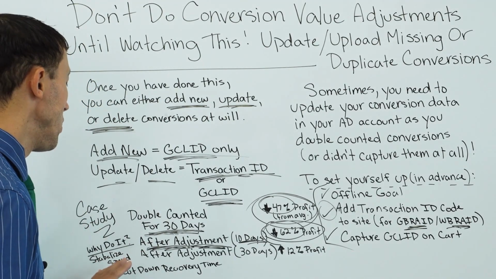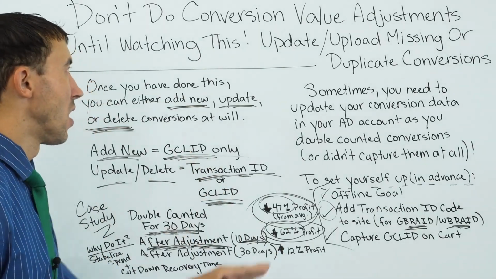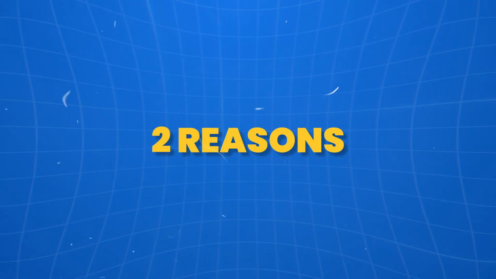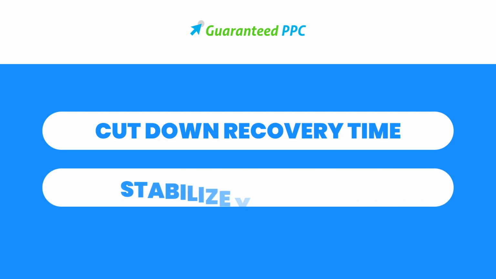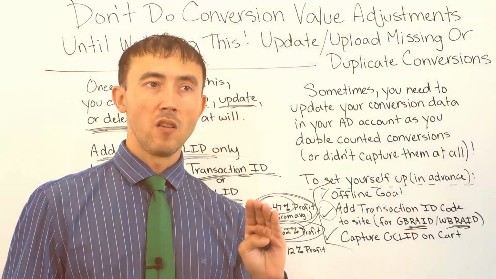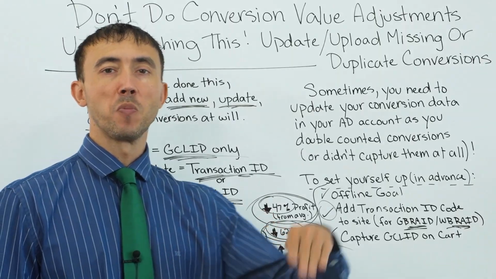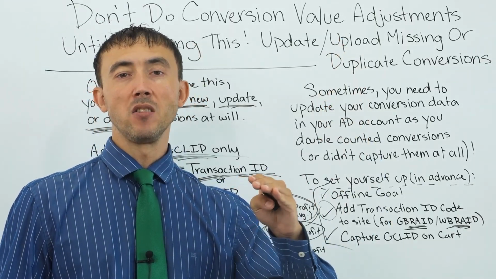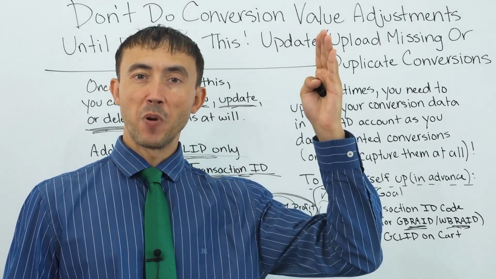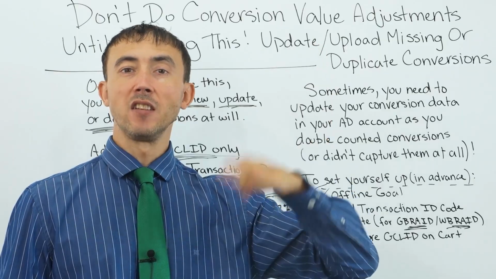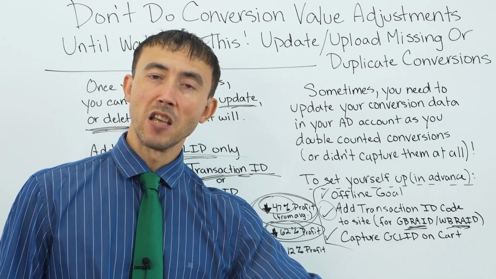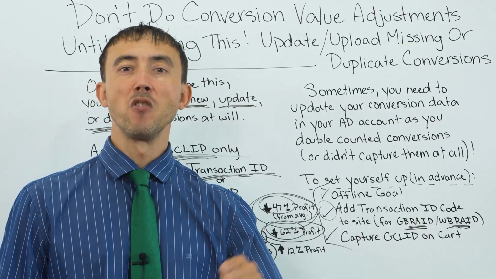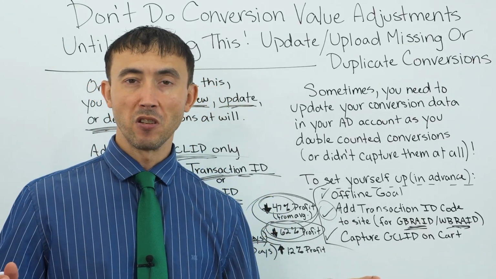So why do you do a conversion value adjustment? You do it for 2 reasons. A, you're going to cut down on the recovery time, okay? But B, also something else to consider here is it's going to stabilize your spend, because what happens when you double count conversions is the spend's going to go crazy. So if the daily budgets on the campaigns were set pretty high, higher than what your campaigns spend, it's going to start spending a ton and waste a ton of money, if you will. Ultimately, you're going to have to lower your daily budget on your campaigns just to get them to spend a normal amount again. But the performance is still going to be bad.